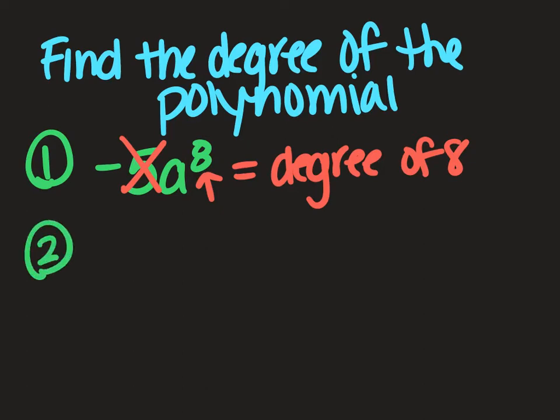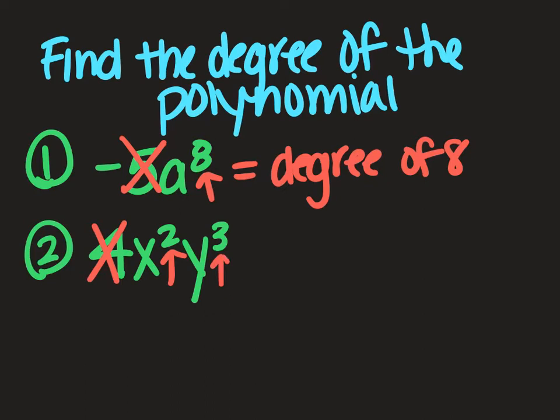Second example, I have 4x squared y to the 3rd. Here, again, we do not take the exponent of the coefficient into consideration, and we will add the exponents we do see. So this has a degree of 5.